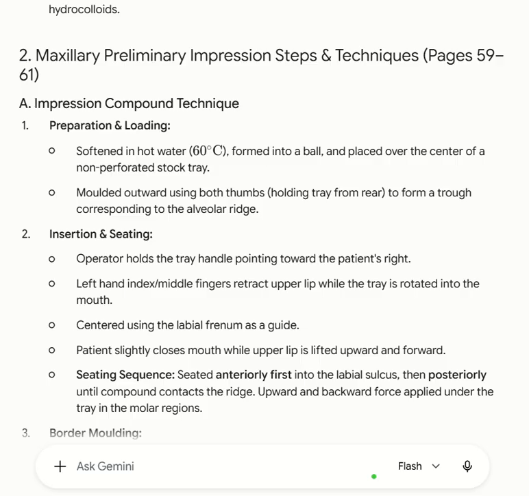Centered using the labial frenum as a guide. Patient slightly closes mouth while upper lip is lifted upward and forward. Seating sequence: seated anteriorly first into the labial sulcus, then posteriorly until compound contacts the ridge. Upward and backward force applied under the tray in the molar regions.